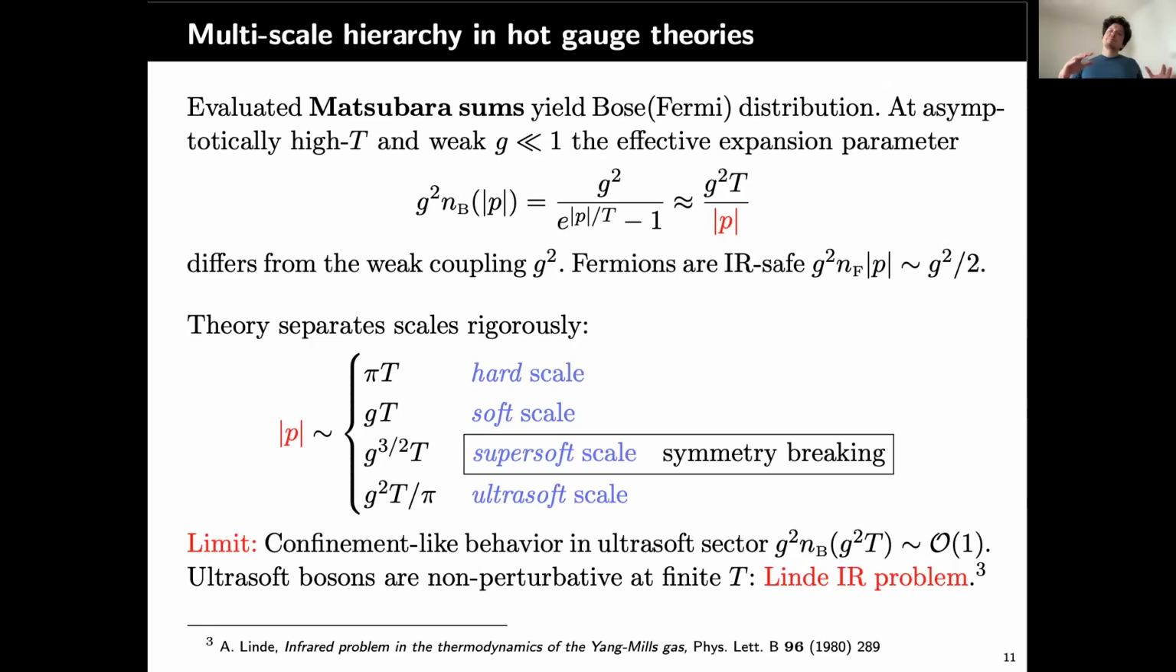Now, if particles really propagate through a thermal medium, they experience collective effects. One of these collective effects is that, for example, what used to be a weakly coupled particle has now a different effective expansion parameter, namely g squared times the distribution functions for bosons or fermions. So for bosons, what happens is that at high temperature, this effective expansion parameter is g squared times T over the energy scale. Now, there are different energy scales that are entirely non-perturbative.